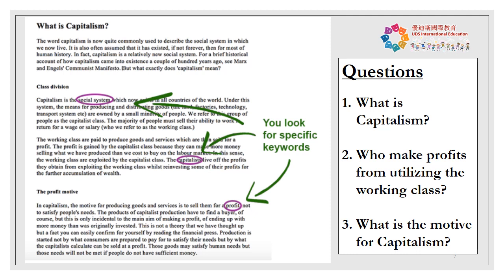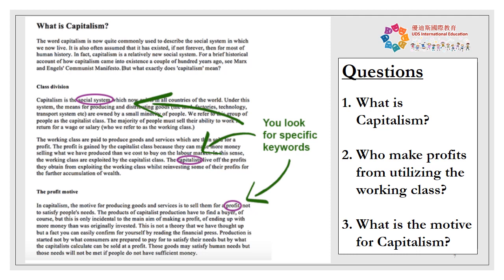The first answer is social system. Okay, number two is about the capitalists. Okay, number three, what's the motive for capitalism? It is profits. So you can highlight the key words. Capitalism, what is capitalism? Okay, capitalism is the social system, and so on, who makes profits, okay?